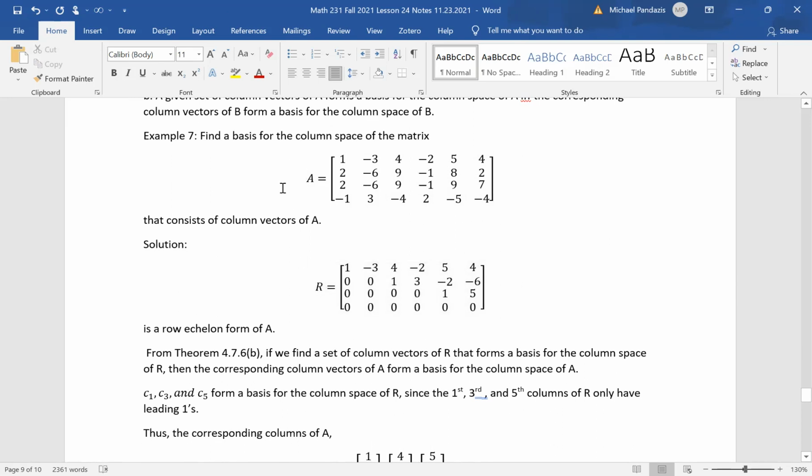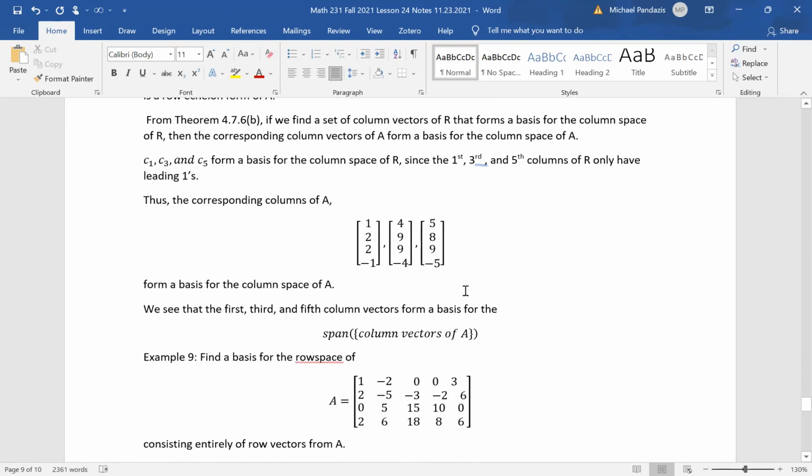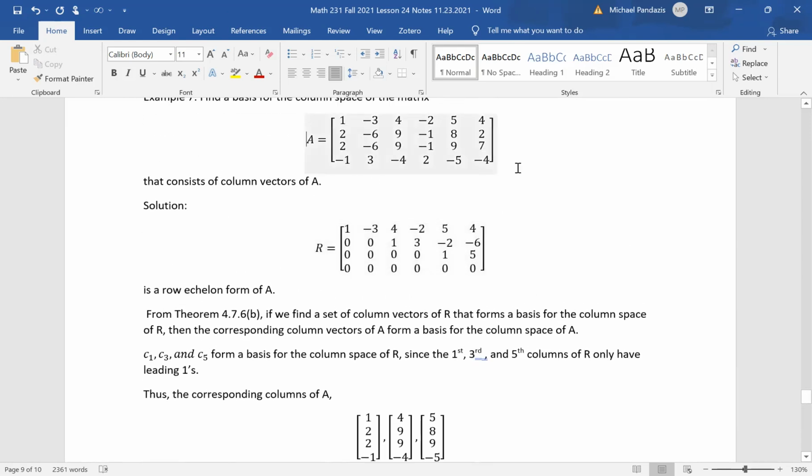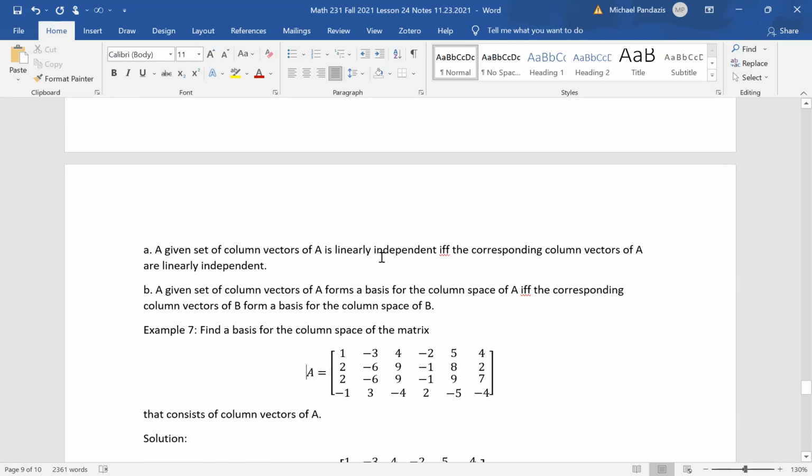And so if you get one matrix from the other using elementary row operations, that means you can get the other from the first using also elementary row operations, right? You can always go, if you go in one direction, you can go in the other one. These two matrices are row equivalent. Okay, and so we can apply the previous theorem to say that the first, third, and fifth column vectors of A form a basis for the column space of A. Okay, that's part B of this theorem right here.